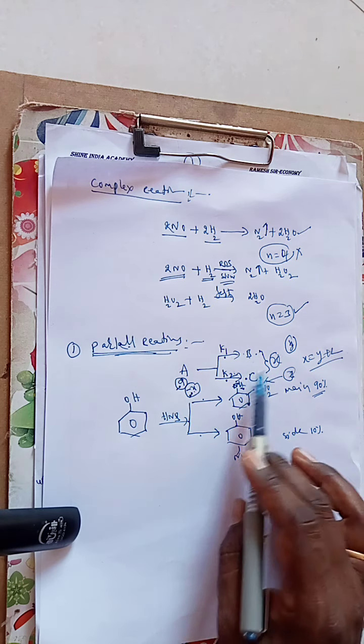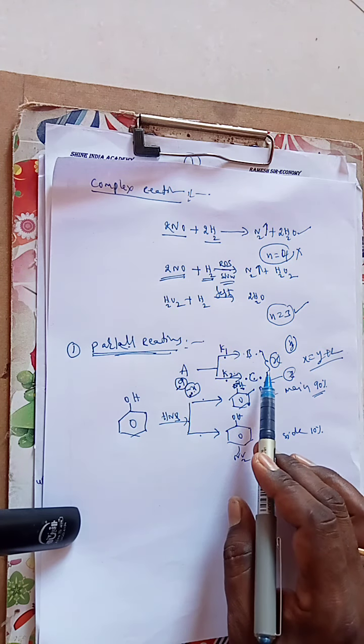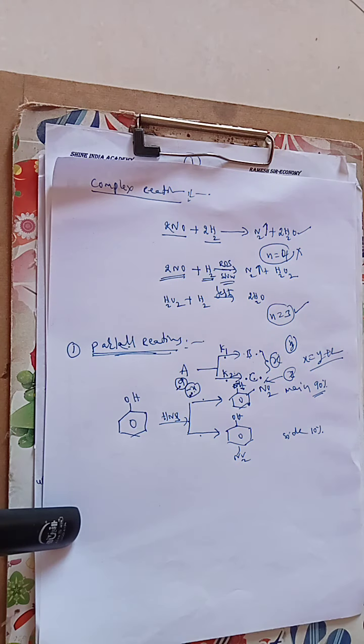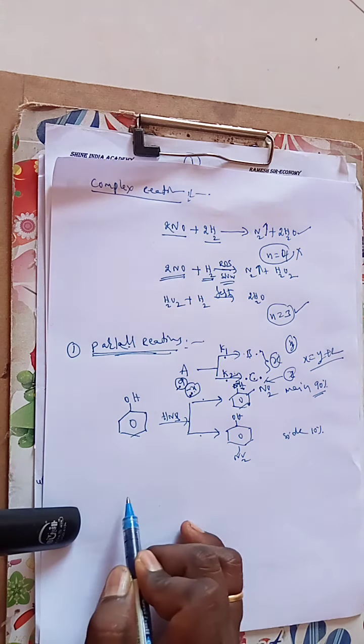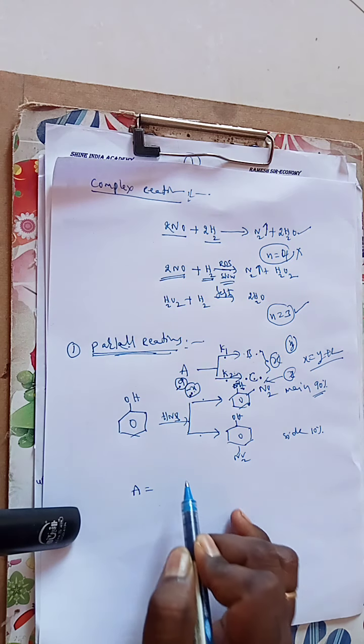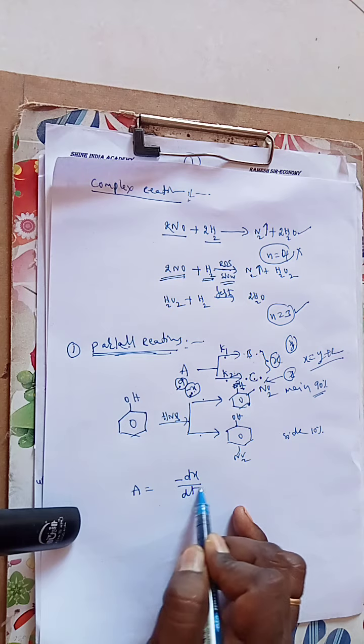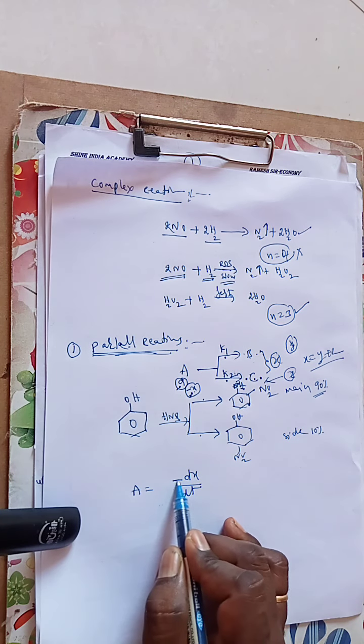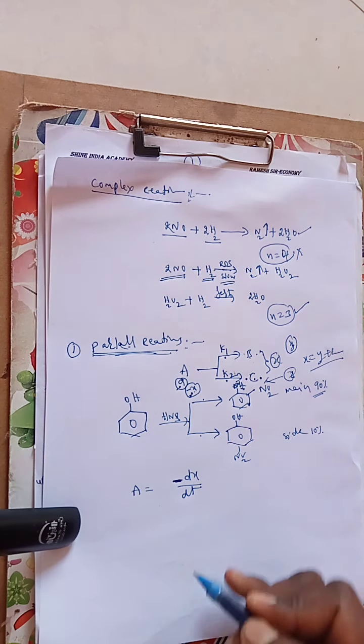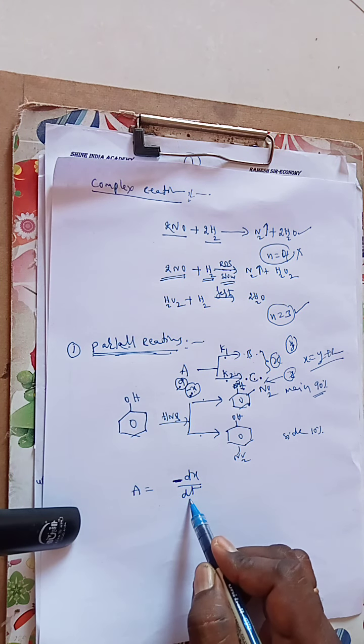Y concentration. What about C? Z concentration. And nothing but X is equal to Y plus Z. Simply, the rate of disappearance of A we can write as minus dx by dt. Why? Because loss, that is disappearance, is there. That's why we indicate minus: loss of X concentration with time.